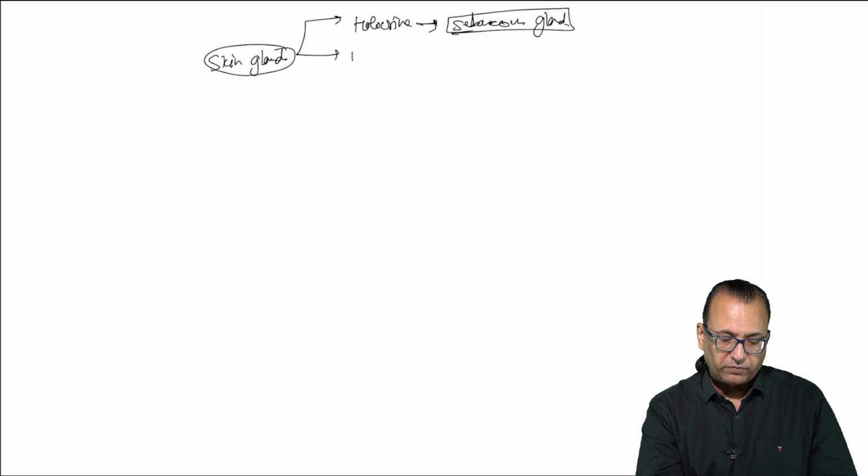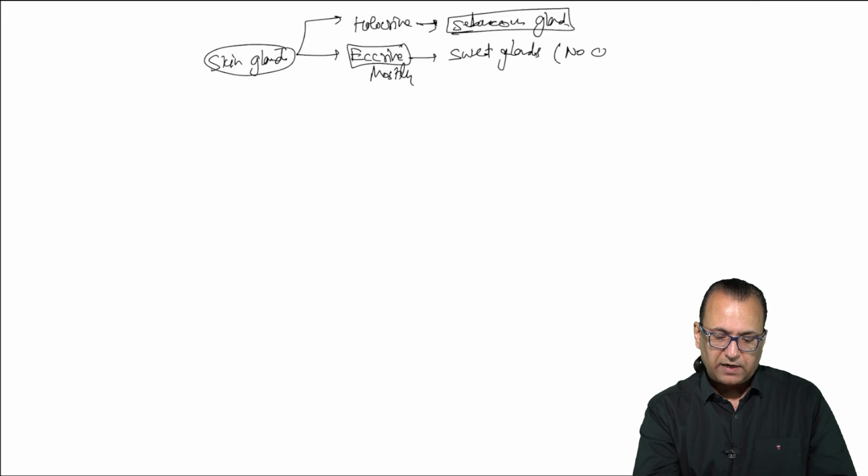Or it could be eccrine gland, which is the sweat gland. Sweat glands are two types, eccrine and apocrine. Mostly they are eccrine. Here, no cell membrane loss. The cell is intact, only secretions go out. And the secretions of eccrine gland are thin and watery, like you see the actual sweat.